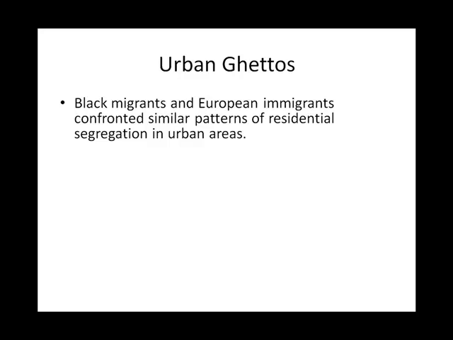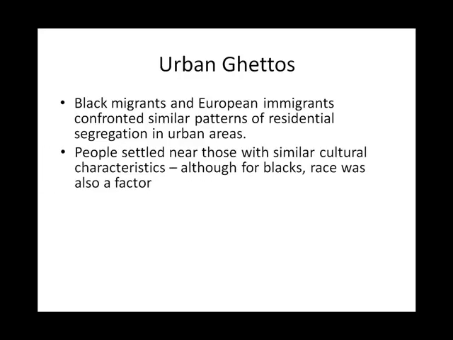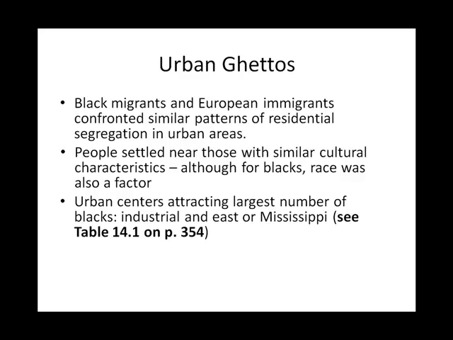When they got to the North, probably the two most critical problems that they're having to deal with are residential patterns and jobs. And what we see happening here is that black migrants and European immigrants confronted similar patterns of residential segregation in urban areas. People tended to settle near those with similar cultural characteristics, although for blacks, race was a factor. Urban centers were attracting large numbers of blacks, particularly to the industrial Midwest and to the east, or east of the Mississippi.